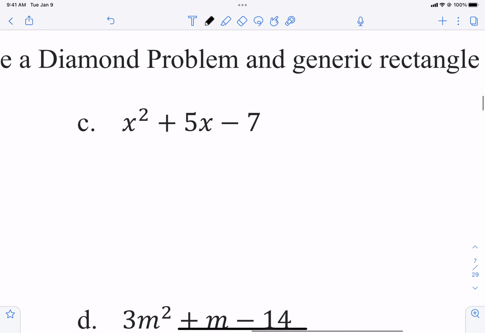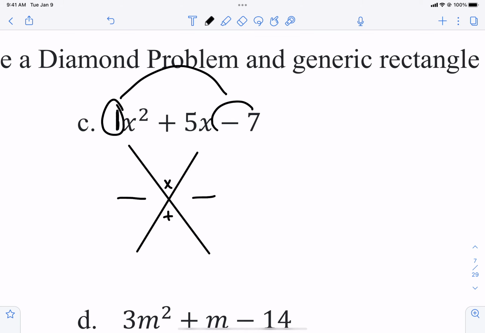Let's go on over here to part C. Looking at part C, there's no number in front, so we can put a 1 there. So we're going to make our giant x, multiply to the top, add to be the bottom, make our fractions. So we're going to have 1 times negative 7, that's going to go on top. Positive 5 is going to go on the bottom. Now we know we're going to have 1x over and 1x over.